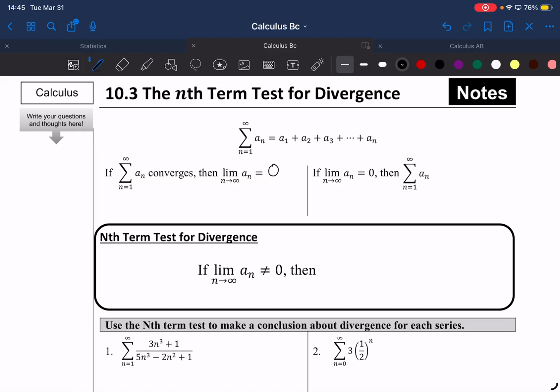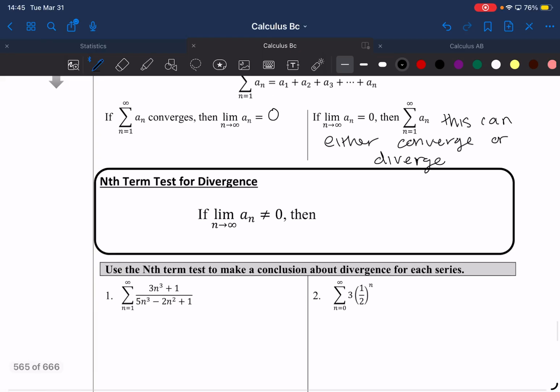So for this one, this can either converge or diverge, which means we cannot draw any conclusions if we were just given the limit. We would need more information in order to determine if it's converging or diverging. So for these notes, we're going to learn about the nth term test for divergence.